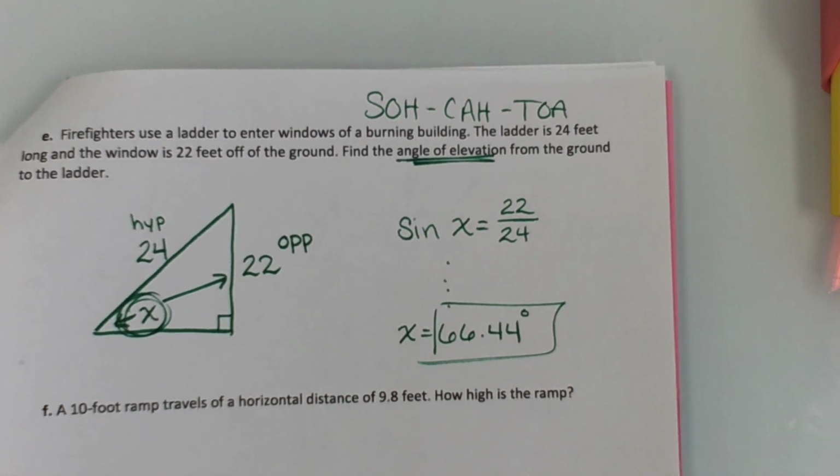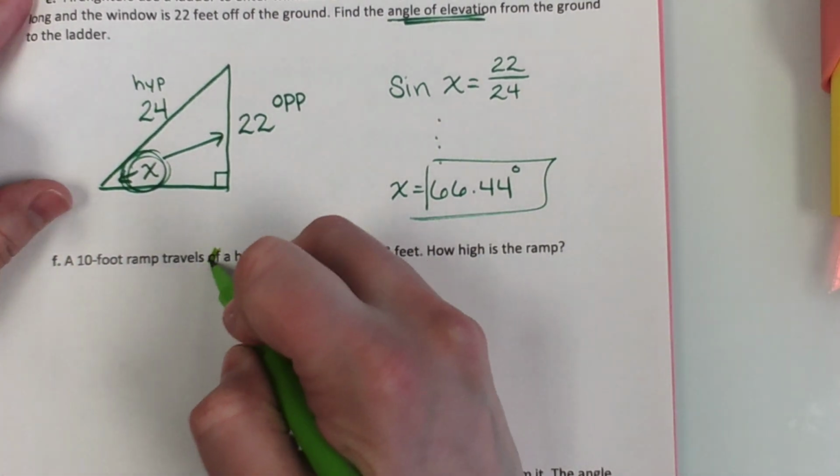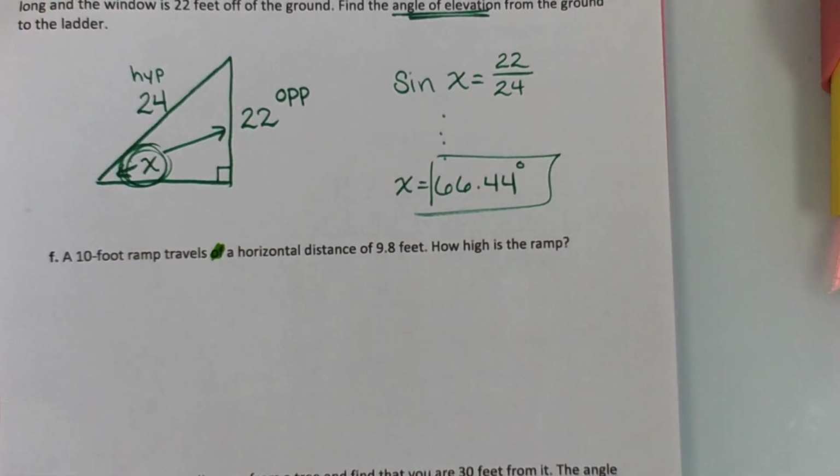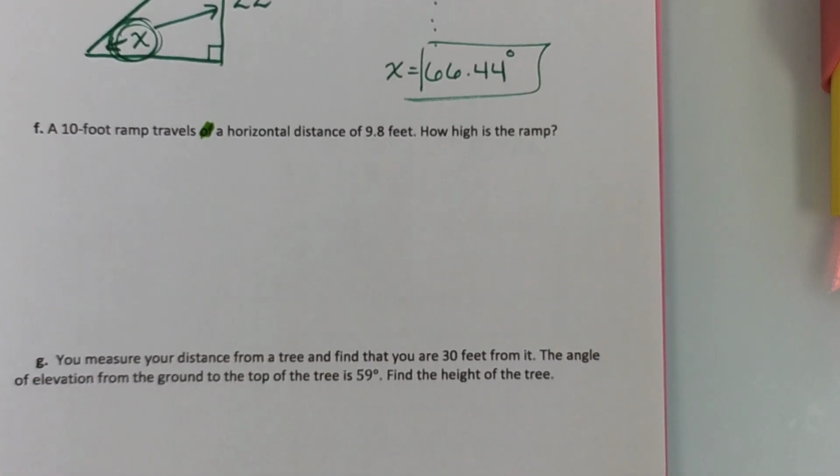A 10-foot ramp travels a horizontal distance of 9.8 feet. How high is the ramp? I don't see angle of elevation or angle of depression, so I actually have to think about what this looks like.